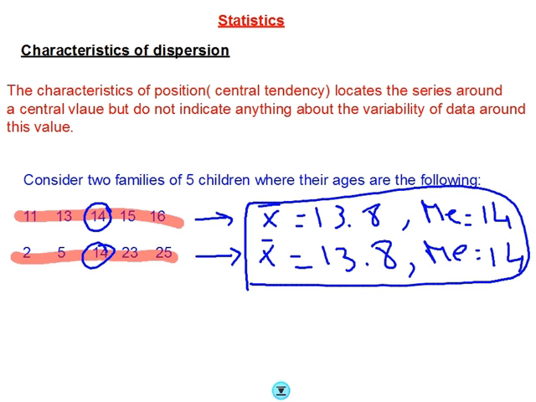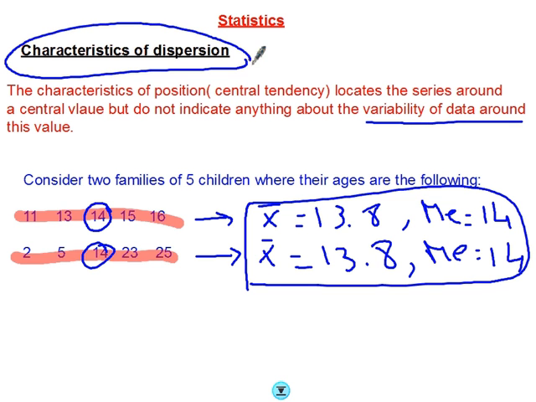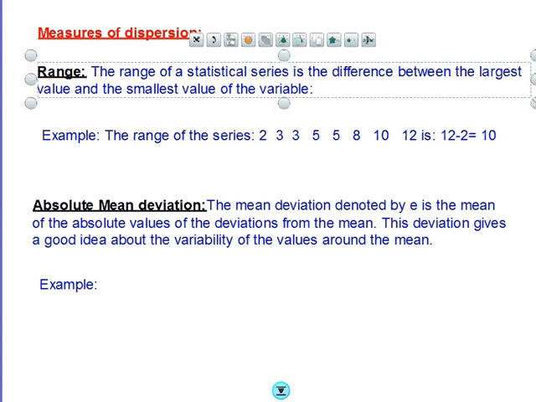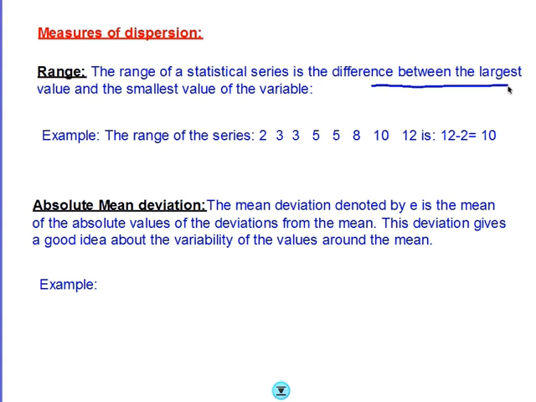So this example proves the necessity of calculating new characteristics for finding the variability around the value, and these new characteristics are called the characteristics of dispersion. So we'll talk first of all about the range. What do you mean by range? The range is the difference between the largest value and the smallest value of the variable.